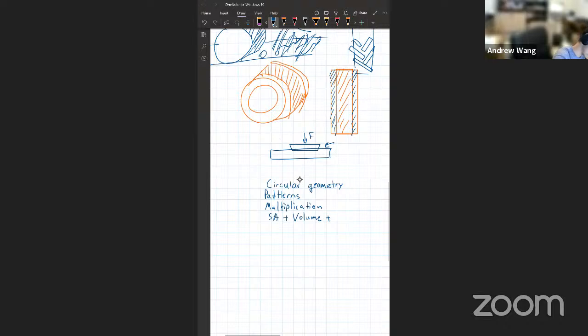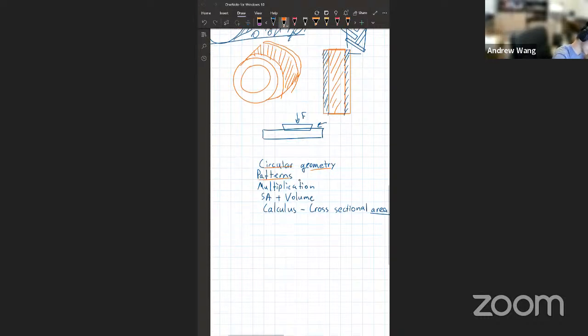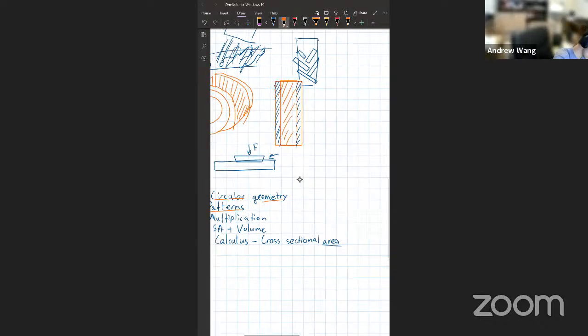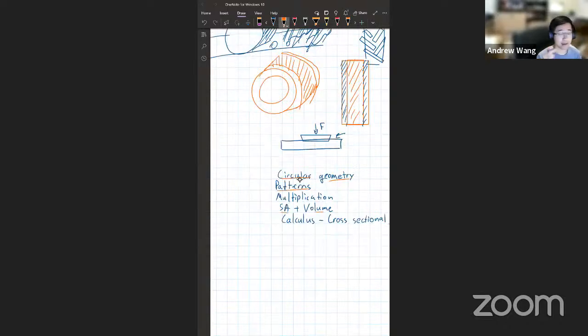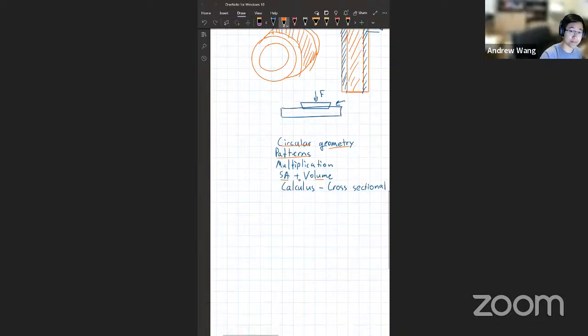Calculus, cross-sectional area. Cross-sectional area, circular geometry, patterns. Did I put 3 T's on patterns? You never saw that. Multiplication, all these different things. Surface area, volume. There's so much math involved in this one design, and yet I use very little of it, but it's very essential for understanding how I designed it.